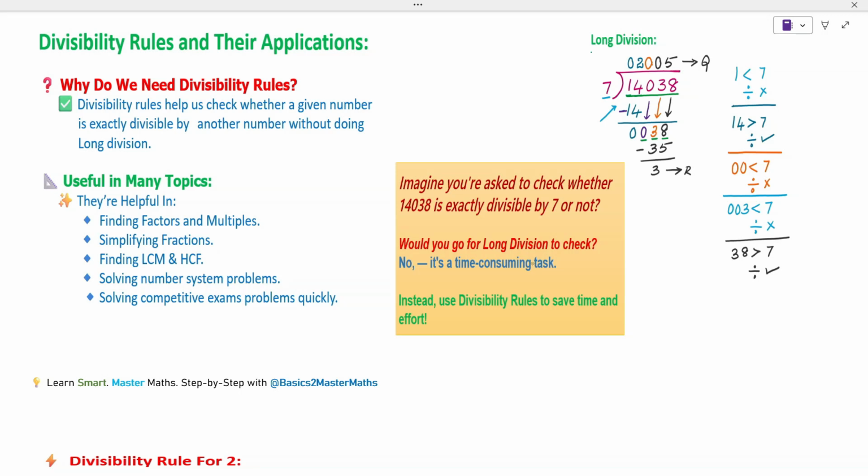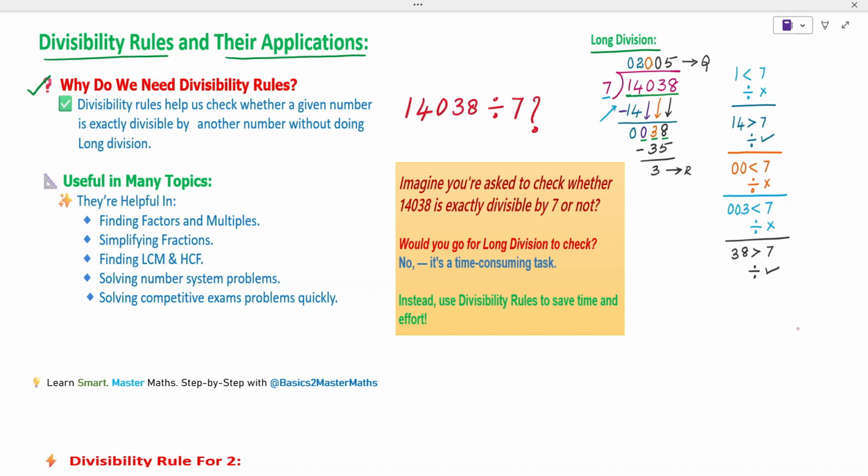So far, we have discussed long division and its tricks. Now, we are going to start a new topic, divisibility rules and their applications. Before that, let's understand why we need divisibility rules.